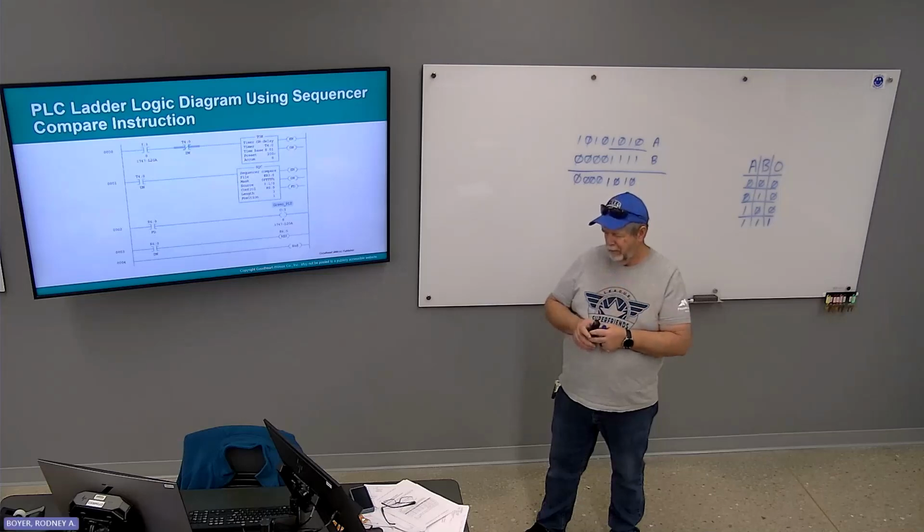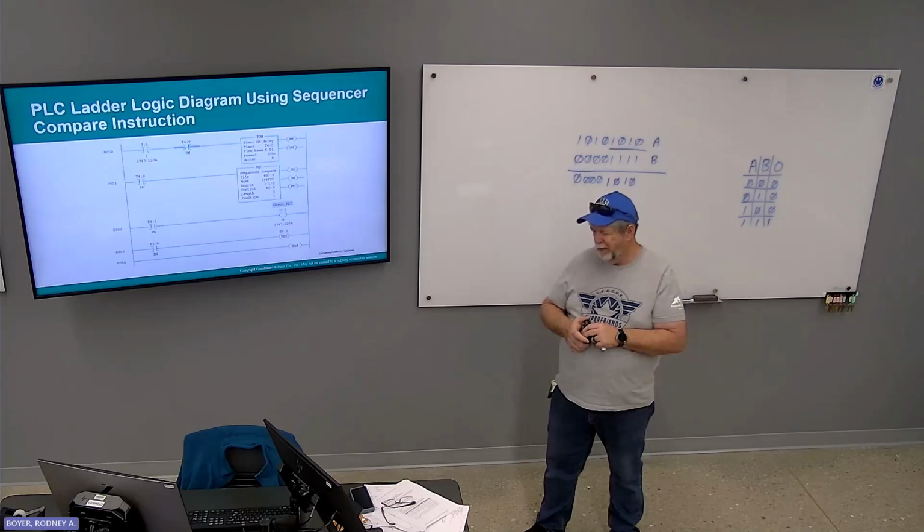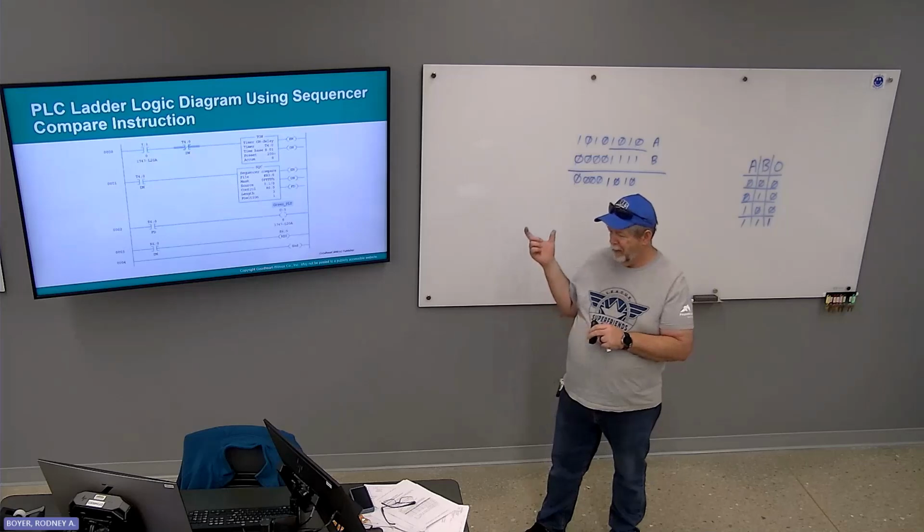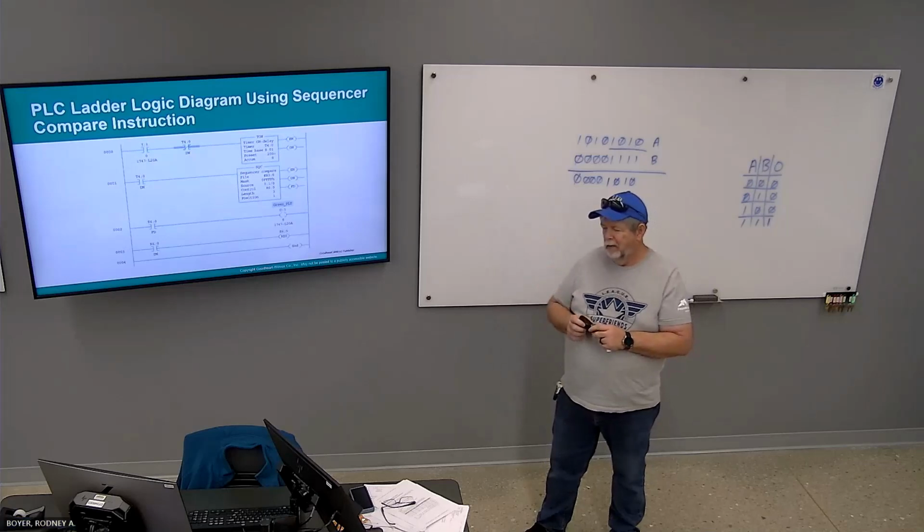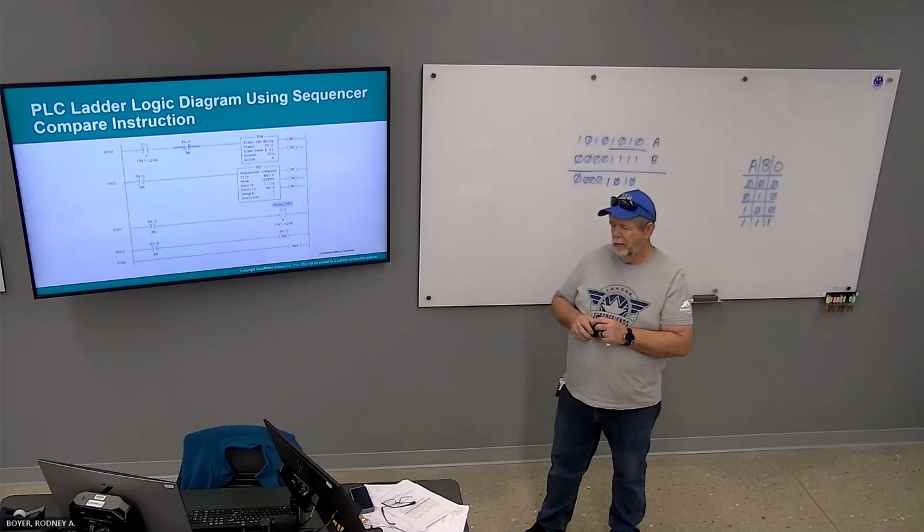So when T4:0 is done, let's compare with B3:0 with a 16-bit mask. It's going to be looking at input 1/0.